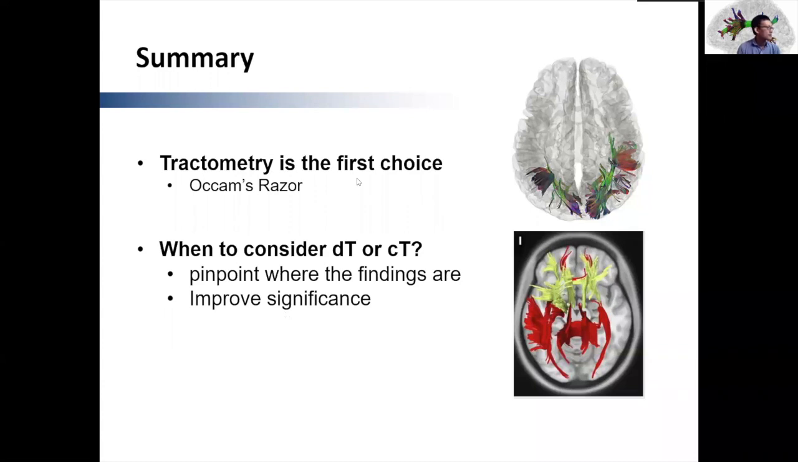Here is your summary. I would say tractometry, the conventional way, is still the first choice. If you can find a minimal finding, there's no point to go for more complicated methods. But in real life situations, a lot of the time we may not have enough power. We may not be able to locate the precise location of the findings. And in this kind of situation, you may consider differential tractography or correlational tractography to pinpoint where the findings are and also improve the significance.